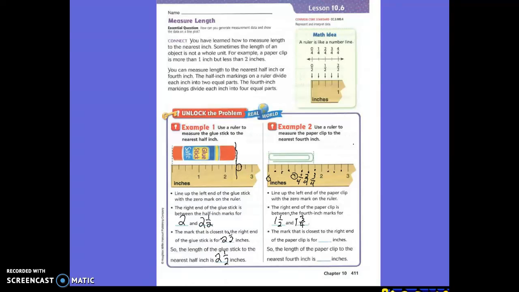Let's look at this line. Go down. Is it closest to the 1 1/2 or the 1 3/4? 1 3/4. Right. It is closest to 1 3/4. So the length of the paper clip to the nearest 1/4 inch is 1 3/4. And I had you put the fourths on your own rulers with the little dots. Alright, go to the next page.